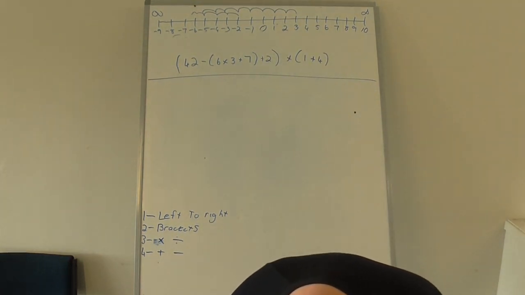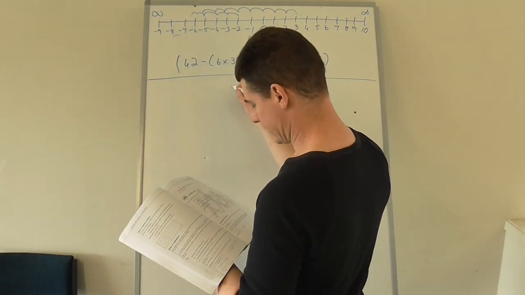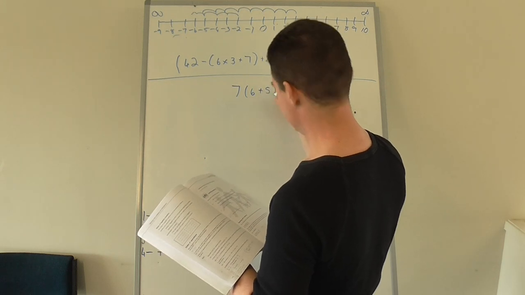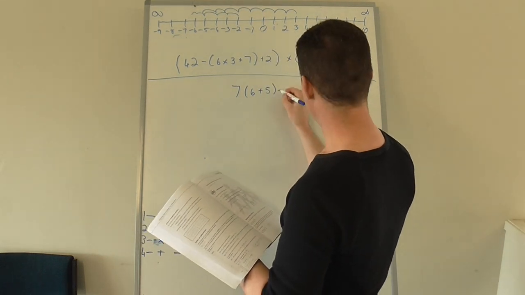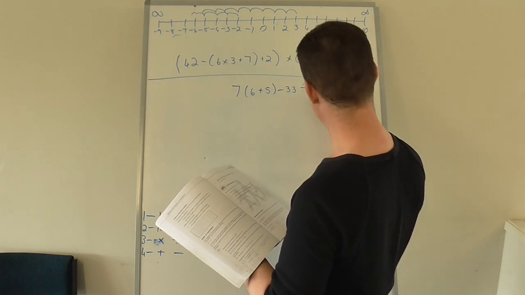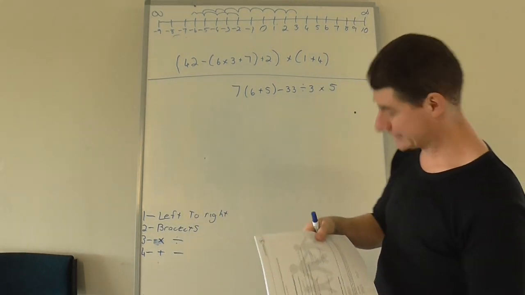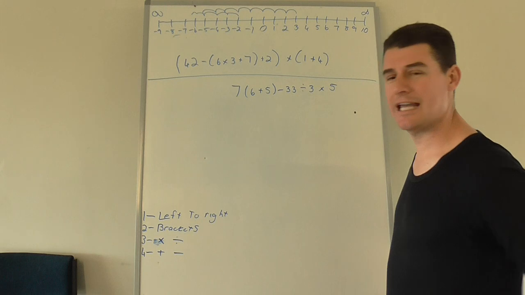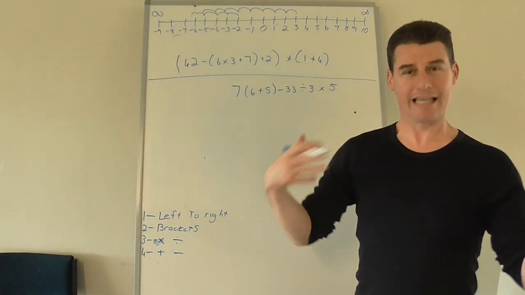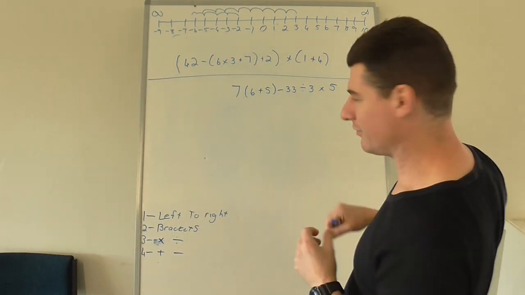So let's look at the next one. Okay. So we've got 7 multiplied by 6 plus 5, which is in brackets, minus 33 divided by 3 multiplied by 5. Oh my goodness. All right. So once again, when you get something like this, you relax. Take a breather. Get some coffee. Don't forget me. I love coffee.